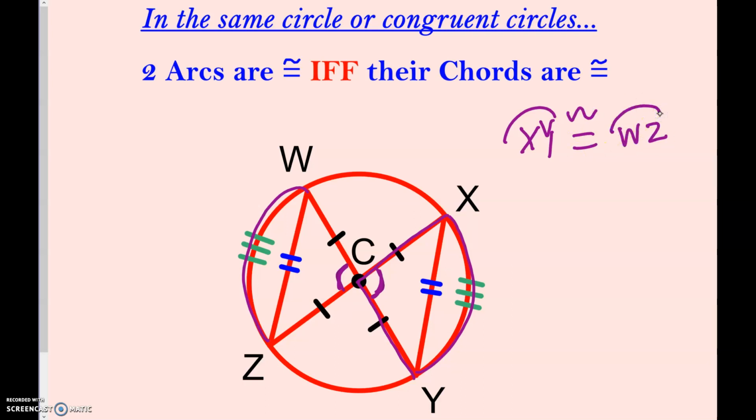Now, look what happens in between. If we're looking at the length of the segment WZ, that chord length is marked congruent to that chord length XY. So what's going to happen is this central angle, the chord, and the intercepted arc end up being congruent to its counterpart on the other side. So the green marks, the blue marks, and then the single purple marks.